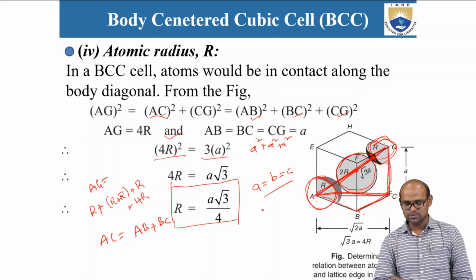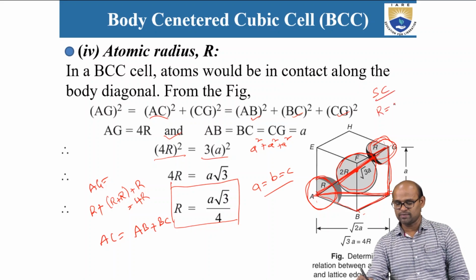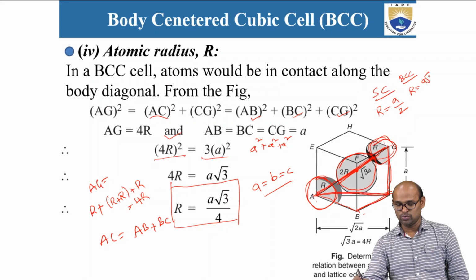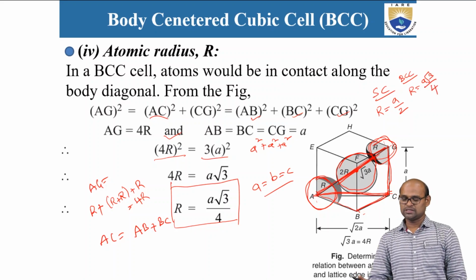Let us compare this with the simple cubic unit cell. In the simple cubic unit cell, the radius of the atom is what? Radius of the atom is A by 2. Right, A is equal to 2R, so the radius of the atom is A by 2. So in BCC, what is the radius of the atom? In BCC, the radius of the atom R is A into root 3 by 4. So this is the radius of the atom in the BCC unit cell.